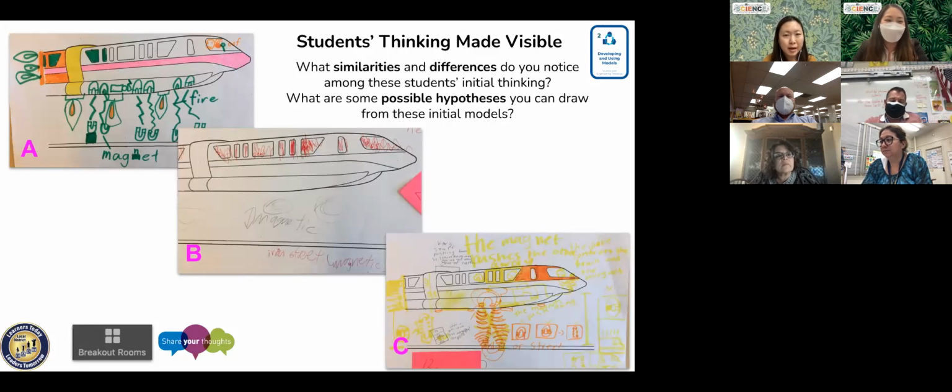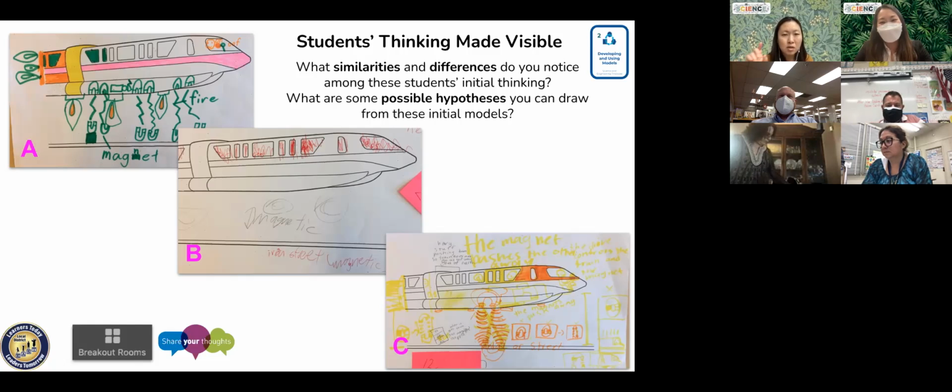So we have another quick breakout activity for you to engage in, and this one is looking at real students' initial models. So A, B, and C, these are 3 models that may represent the various groups of students you may have. And we'll ask you to look at them with the lens of how you would look for possible hypotheses and how you might group them by similarities and differences.